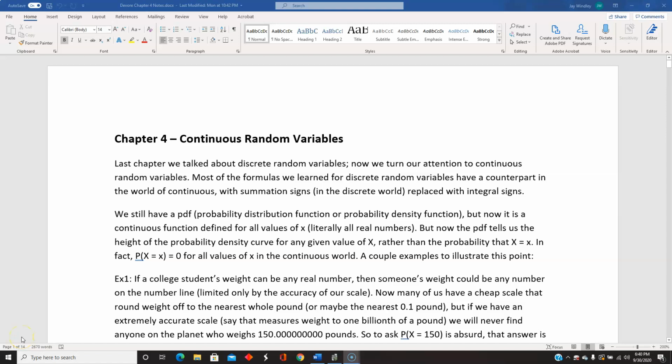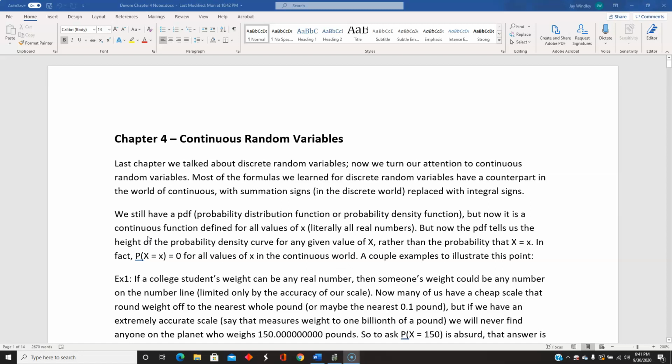In the last chapter, we learned about several different types of discrete random variables, and now we turn our attention to continuous random variables. Many of the formulas we learned about last chapter that involve the sigma or summation notation, we're going to see very similar formulas this chapter that involve integrals. The big difference here is that instead of x only being allowed to equal certain values, now x can literally equal any value on the number line.